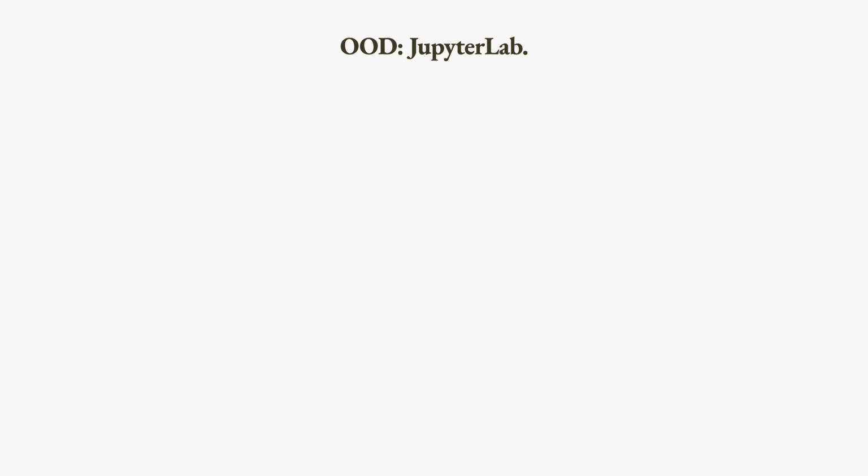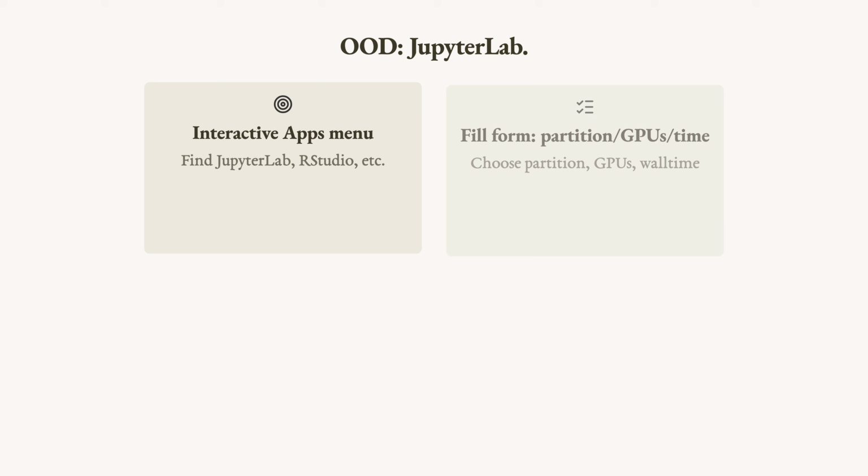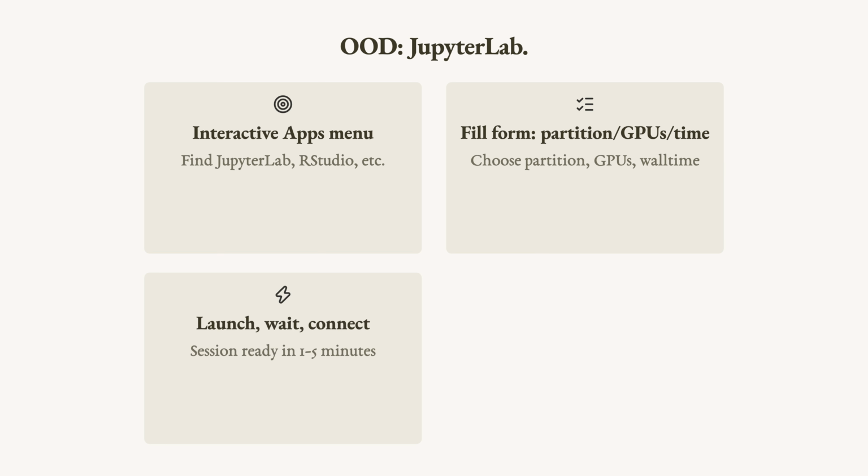Launching JupyterLab: interactive apps menu, select JupyterLab, specify resources, partition, number of GPUs if needed, memory, time limit, click launch, wait for the job to start, click connect. The notebook session runs as a Slurm job on a compute node. It counts against your fair share. When you close the session, exit it properly so the resources are released.